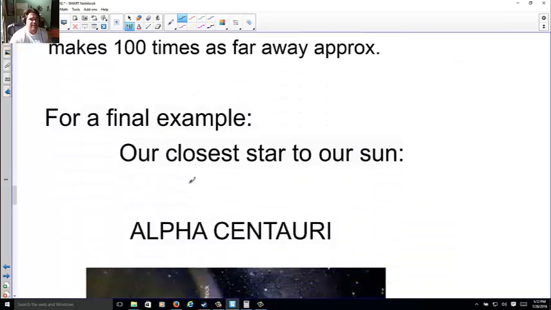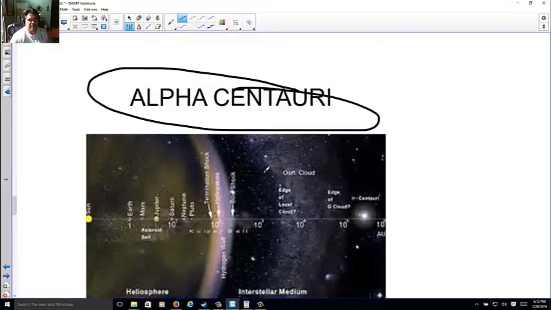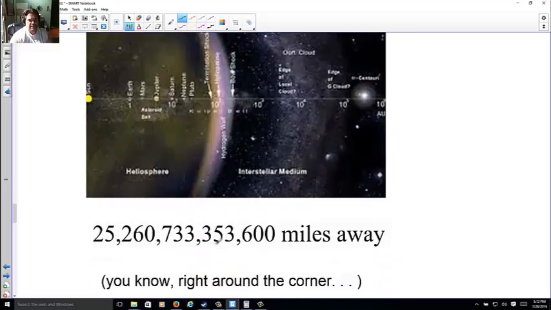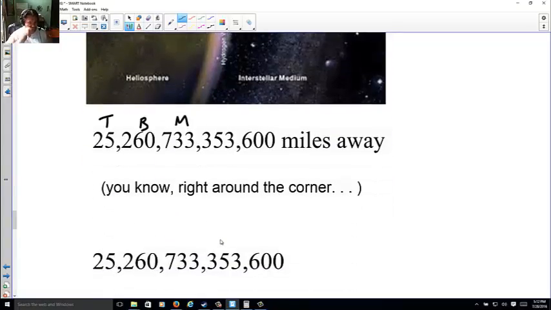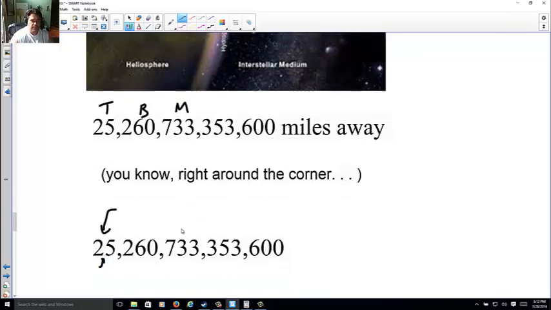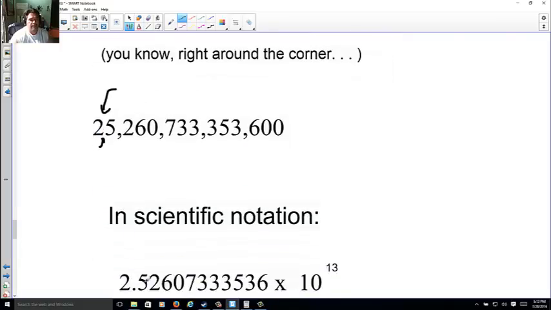Now, our final example, our closest star to our Sun, Alpha Centauri. Alpha Centauri is approximately 25 trillion, 260 billion, 733 million, 353,600 miles away. That's pretty far. Why, that's almost a mile for every dollar in debt we are. Anyway, right around the corner. So, here's how we do this one. Just put a dot between the first two numbers, provided the first number is not a 0. So 2.52607333536 times 10 to the 13, with the 13 dealing with 10 trillion to 99 trillion.